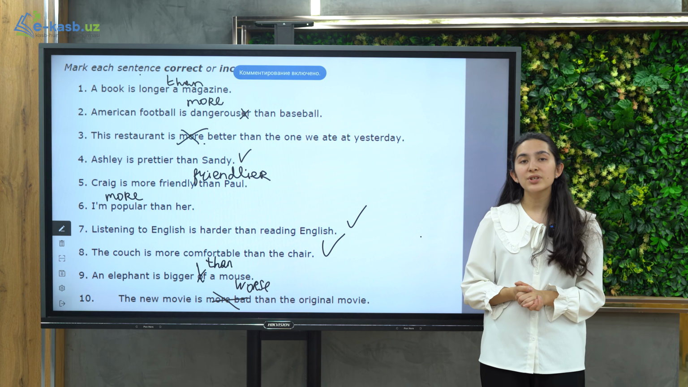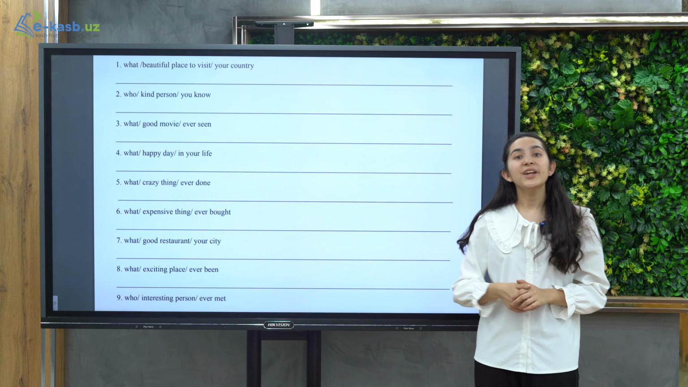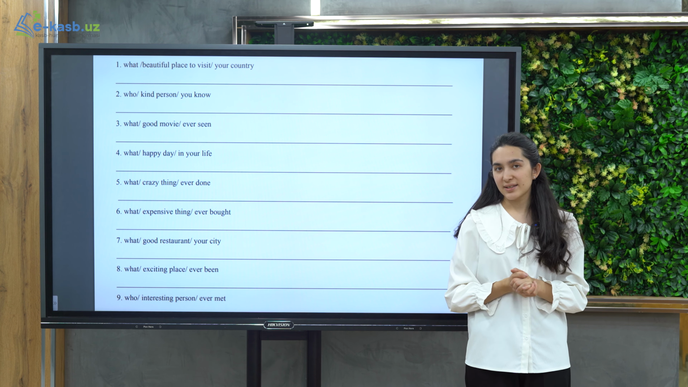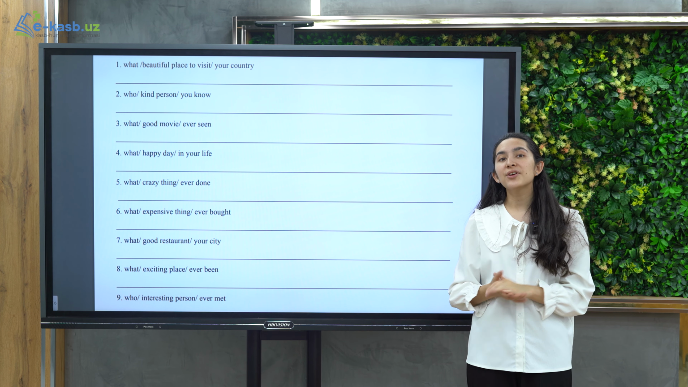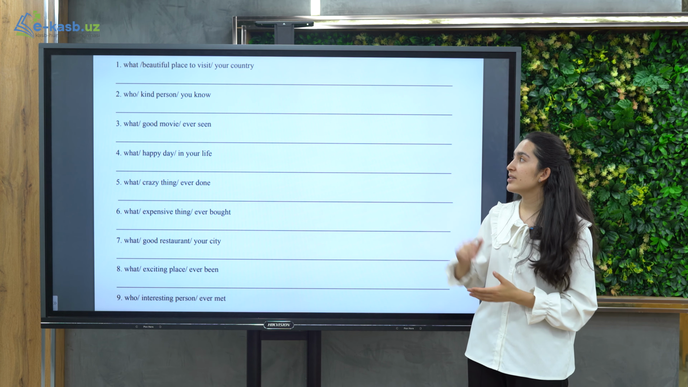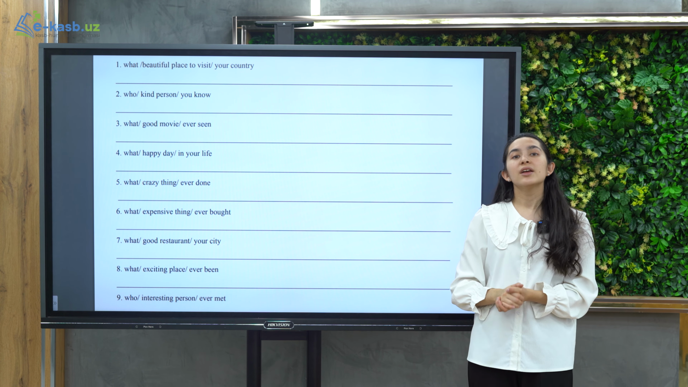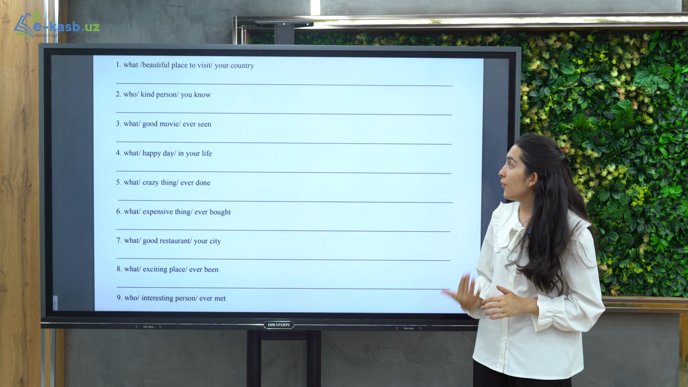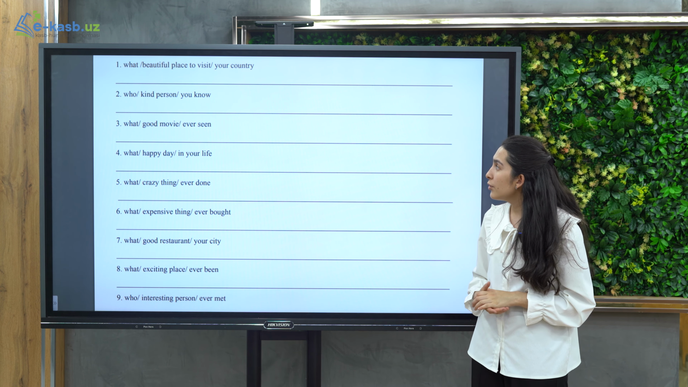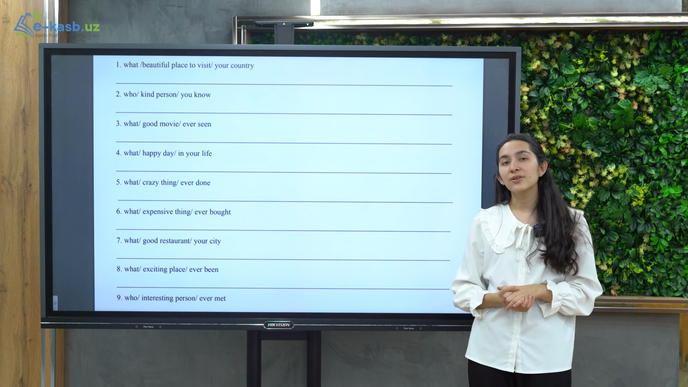Now let's move to the superlative adjectives. So when it comes to the superlative adjectives exercise, it's more interesting than comparative adjectives. Why? Because here you have got 9 questions and you should answer them using superlative or if you want comparative adjectives.